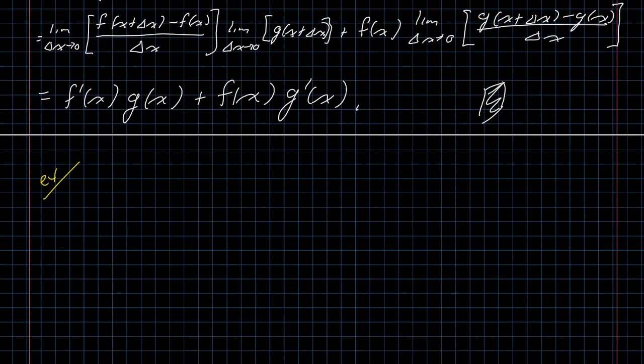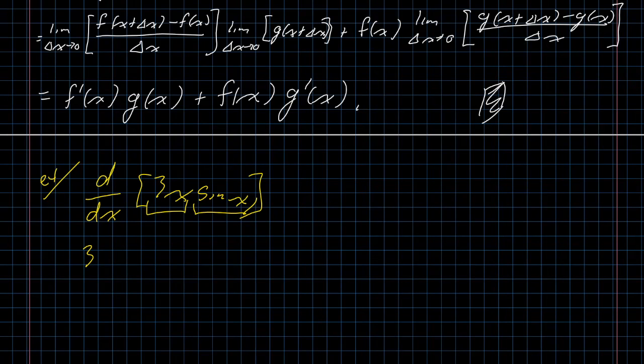So if I need to evaluate the derivative of 3x times the sine of x, my first function here is 3x. My second function here is sine of x. So I want the derivative of 3x, which is 3, times the second function, which is sine of x, plus the first function left alone, 3x, times the derivative of sine of x, which is cosine of x. Once I know the rule, I can follow the rule and everything will work out and I don't have to think about it anymore.